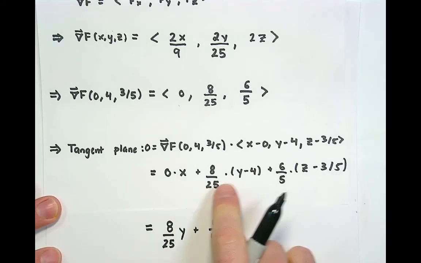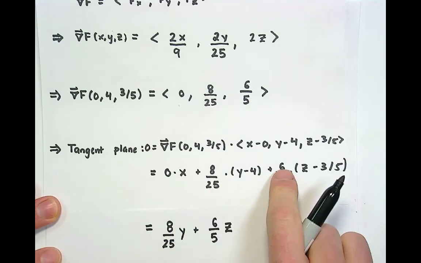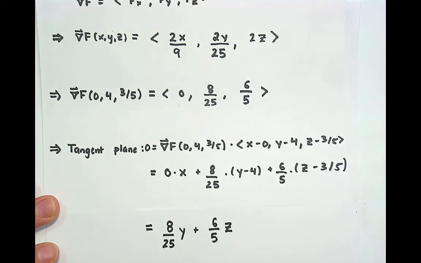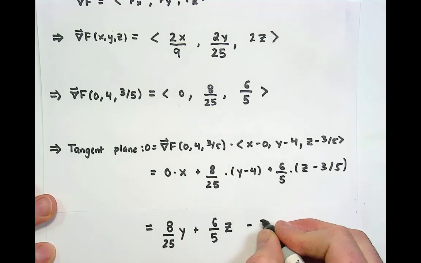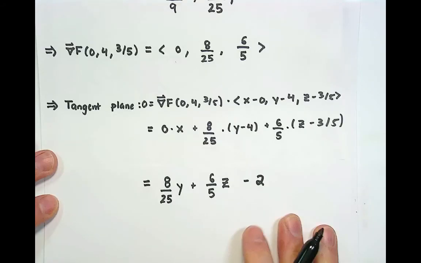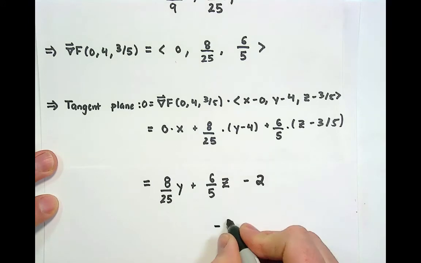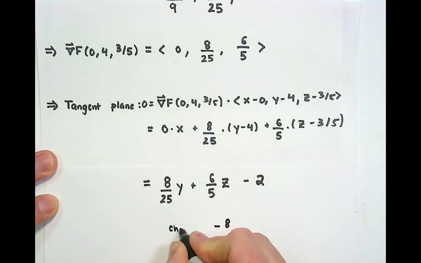8 times negative 4 is negative 32 over 25. And this would be another negative 18. So 32 plus 18 looks like 50, right? And 50 divided by 25 is 2. Don't trust me on this. In fact, I should not trust myself. So let's do a quick check.